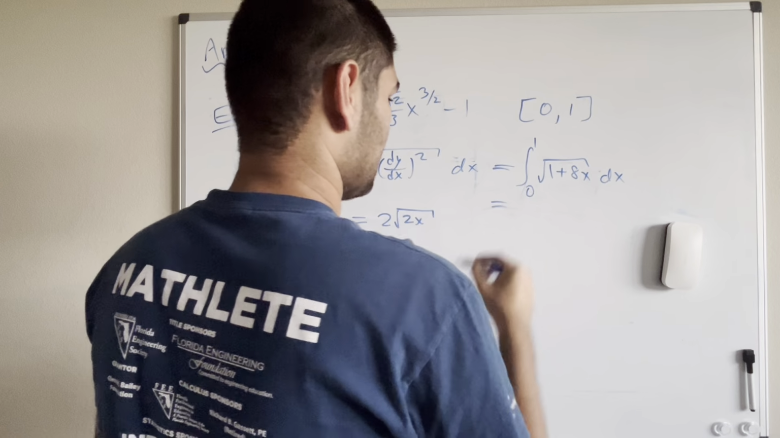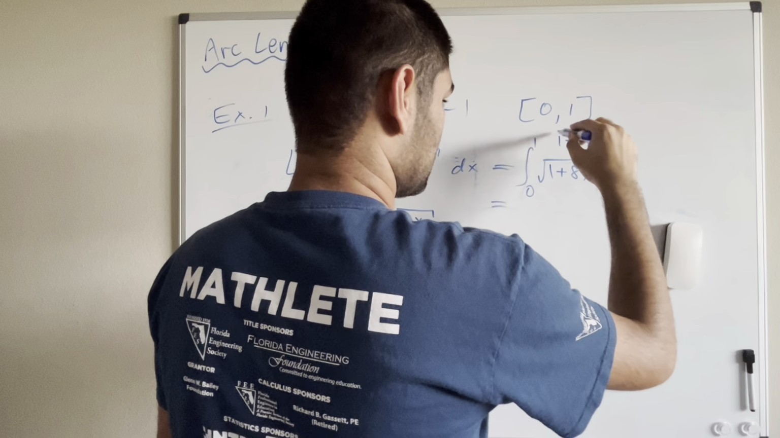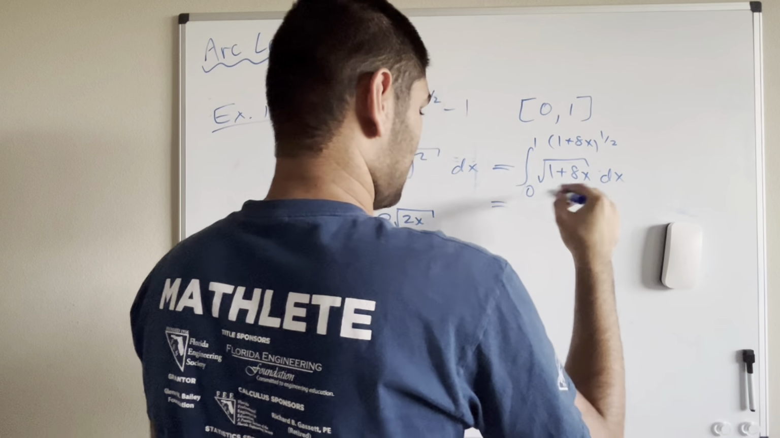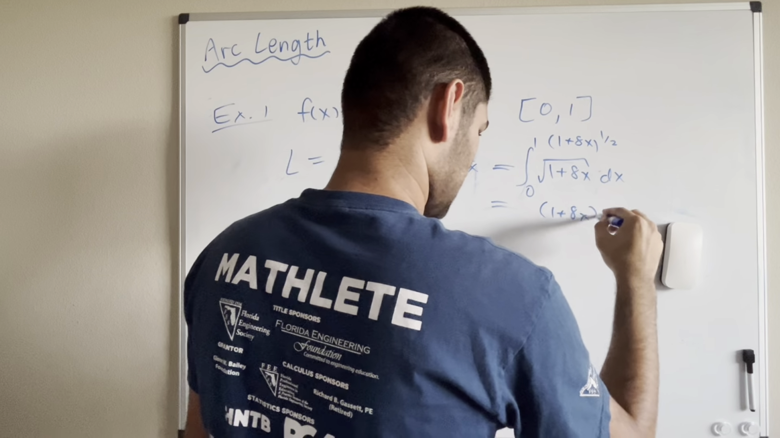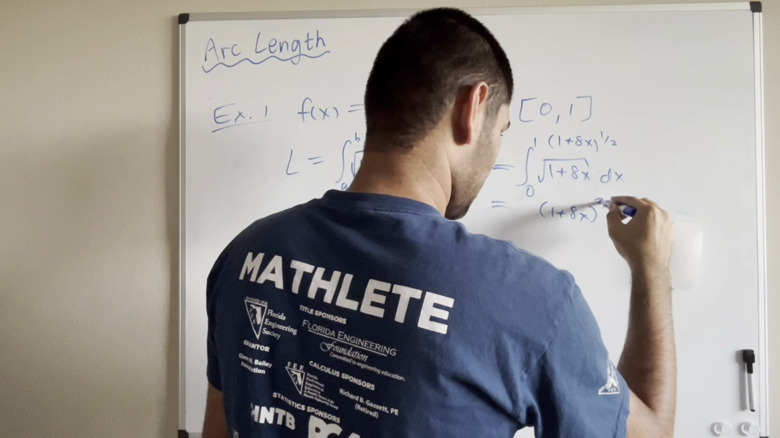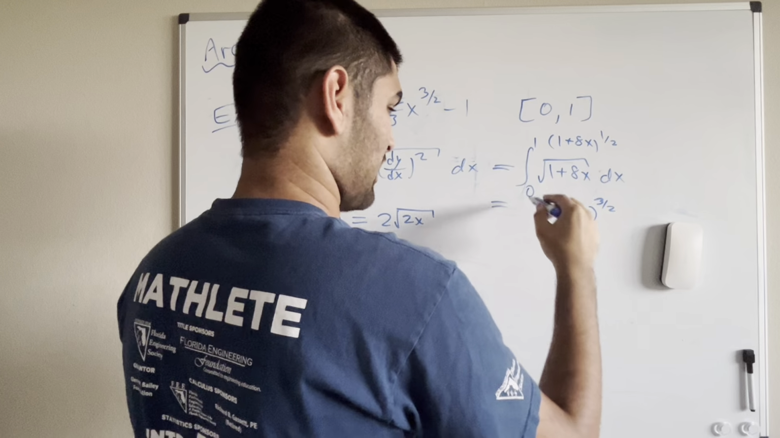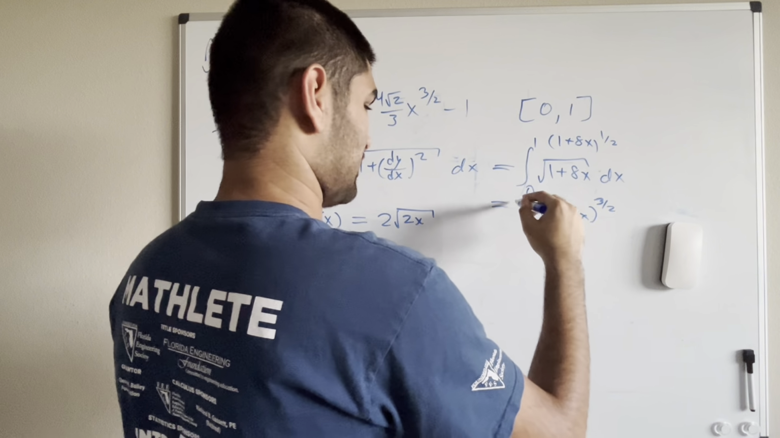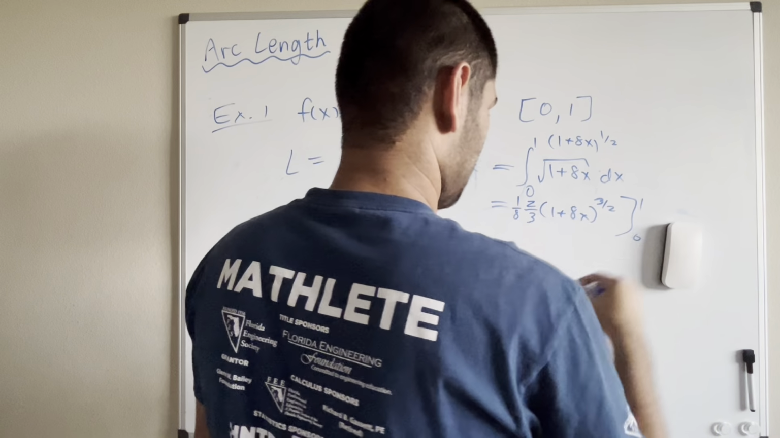right? So let's see, we can rewrite this as 1 plus 8x to the 1/2 power, right? And then you can just use the power rule. So we add 1 to the power, so we have 1 plus 8x to the 3/2, and then divide by the power. So dividing by 3/2 is the same thing as multiplying by 2/3, and then divide by the derivative of the inside, so then times 1/8. And then we're evaluating this from 0 to 1.